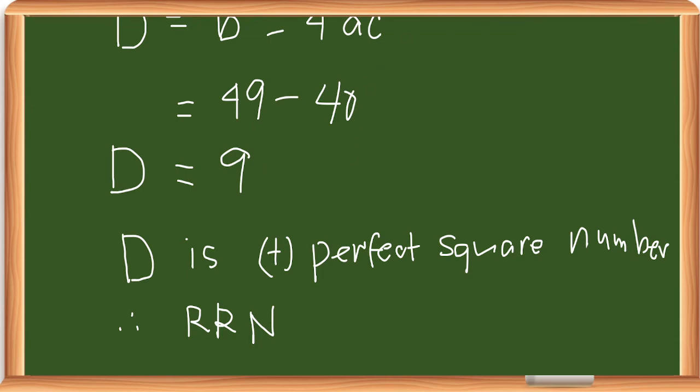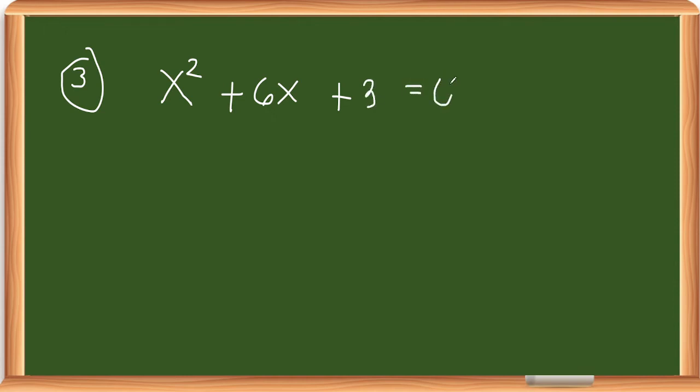So that's example number 2. Example number 1, the discriminant is 0. Example number 2, your discriminant is a positive perfect square number. Let's look at example number 3. Okay, so let's have, for example, x squared plus 6x plus 3 is equal to 0. Okay?